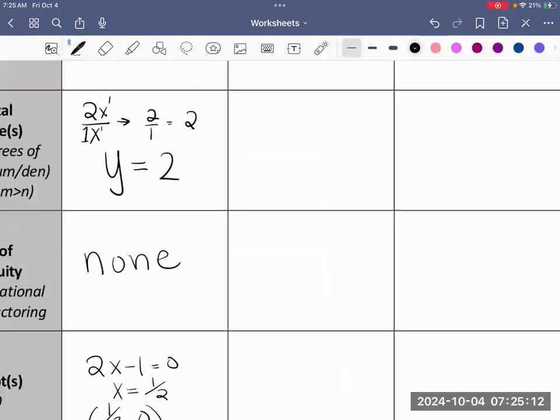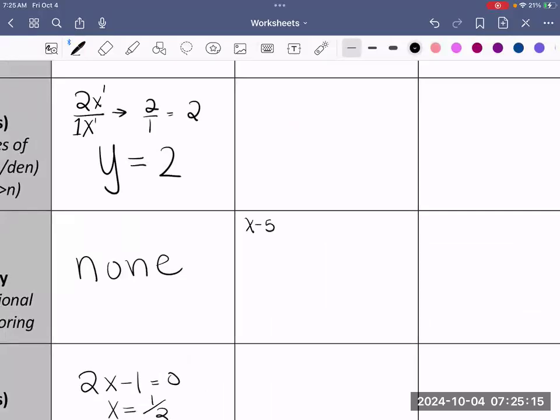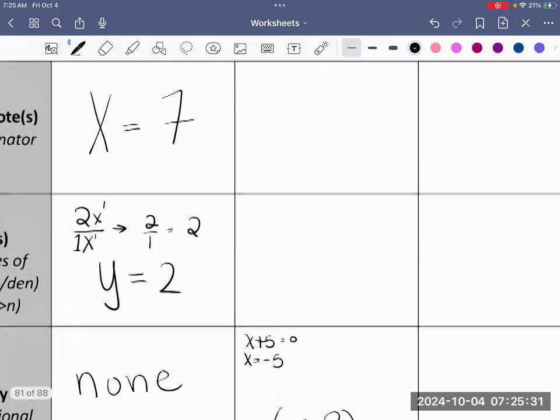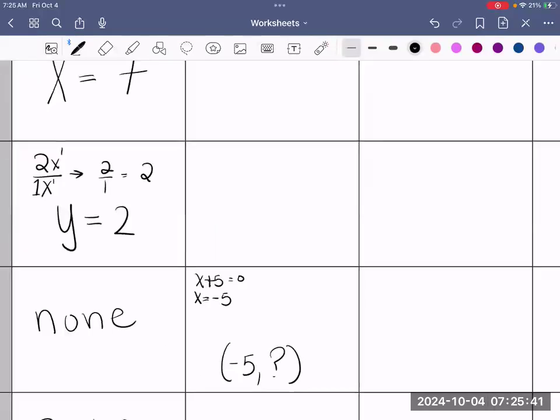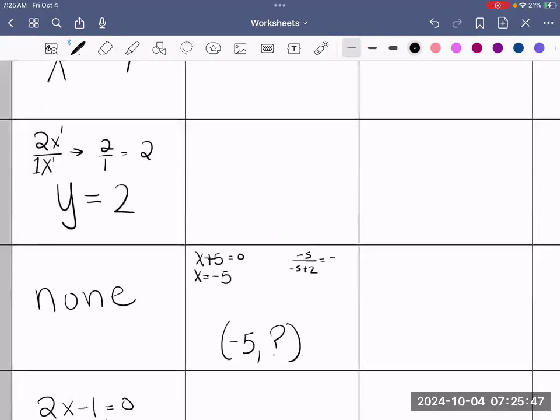So your hole, this is when x plus 5 got canceled. So we'll set it equal to 0. And this is where x is equal to negative 5. Now, if we want to find a coordinate, right now we have negative 5, comma, what is your y value? How do we get your y value? Well, we go and plug it all the way back in. We can plug it into the reduced equation. So x over x plus 2. If we plug in negative 5 over negative 5 plus 2, that is negative 5 over negative 3. So it's 5 over 3. So your y value here is 5 over 3.